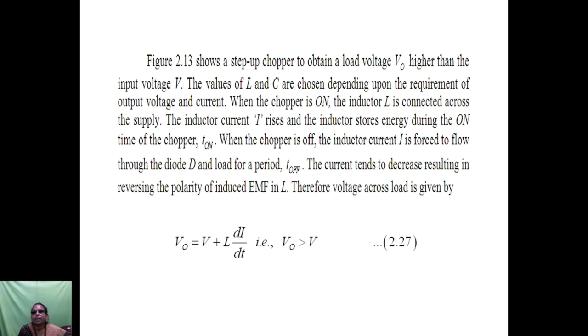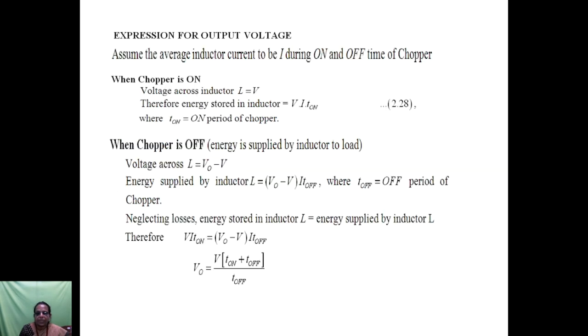When the chopper is on, the inductor L is connected across the supply. The inductor current I rises and the inductor stores energy during the on time of the chopper, T on. When the chopper is off, the inductor current I is forced to flow through the diode D and the load for a period T off. The current tends to decrease, resulting in reversing the polarity of the induced EMF in L. Therefore, the voltage across the load is given by V0 is equal to V plus L into di by dt. That is, V0 is greater than V.